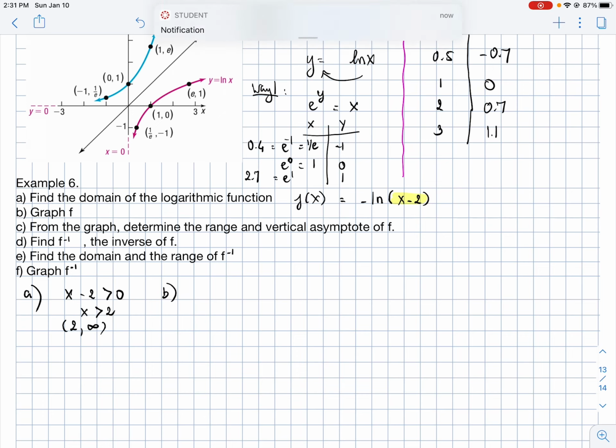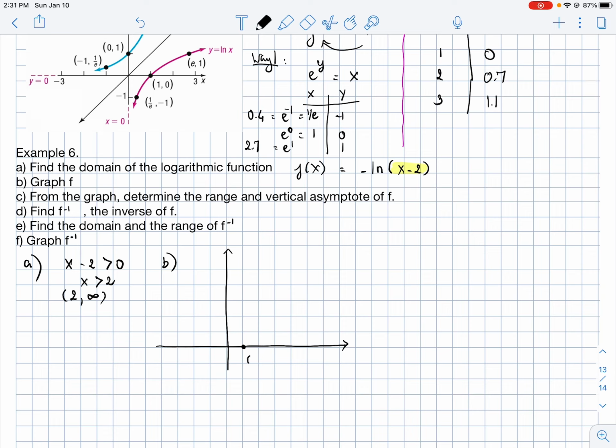In part B, we want to graph the function f of x. We already have the function ln of x. We either use way 1 or way 2 to get the graph. So I already have the graph in the pink color above.